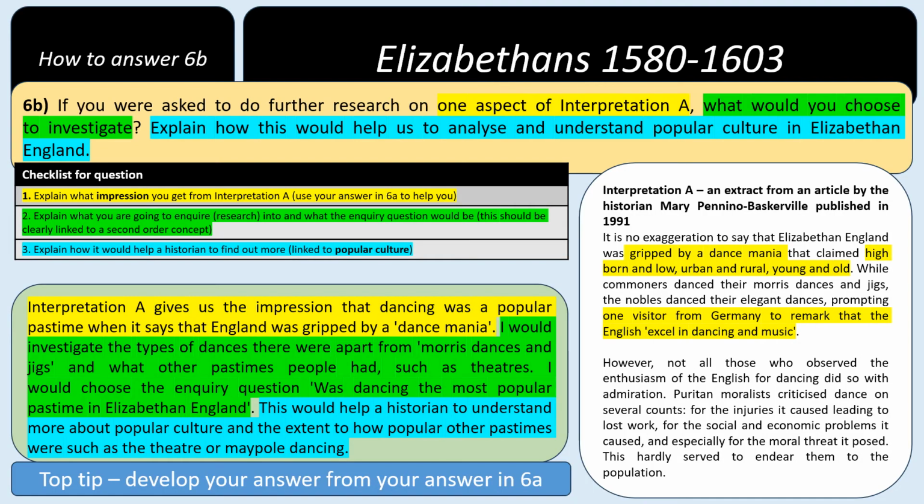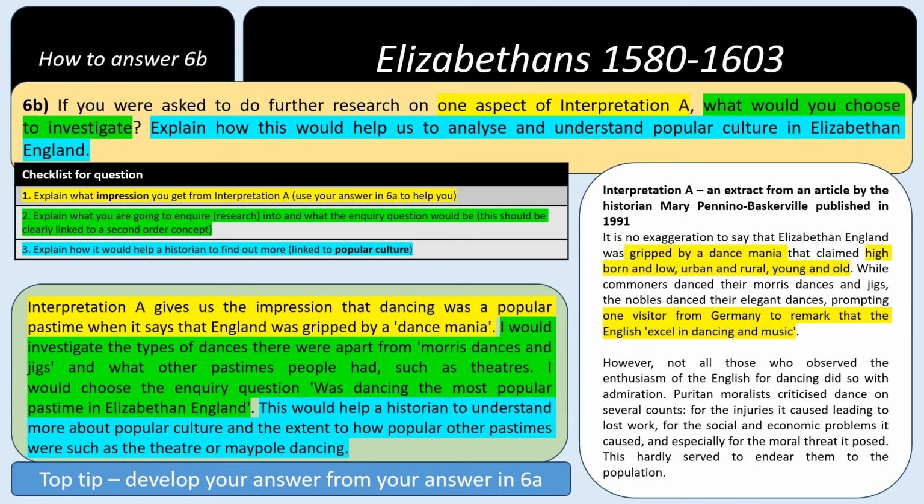So a checklist for this question: explain what impression you get from interpretation A using your answer in 6A to help you, and that's the part that you would do further research on. Explain what you're going to inquire into, and also it's a good practice to actually write out an inquiry question, and that should always be linked to a second order concept.